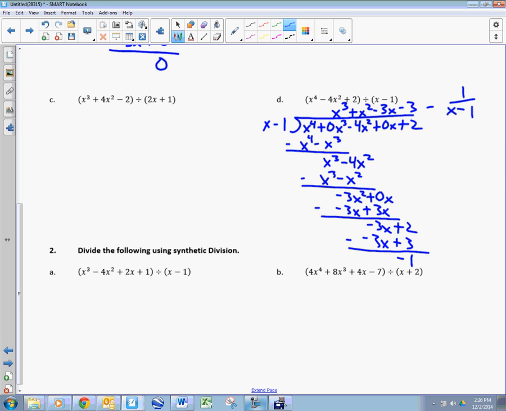What is the solution to x minus 1? +1. Plug in +1 to the polynomial. 1 to the fourth, 1. Minus 4x squared, minus 4, plus 2. What's 1 minus 4 plus 2? -1.